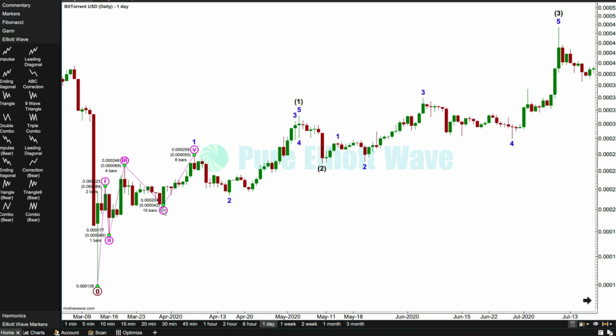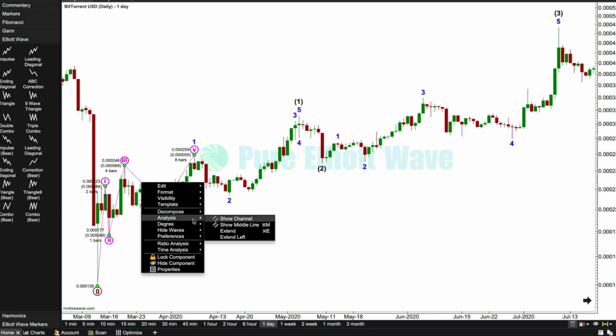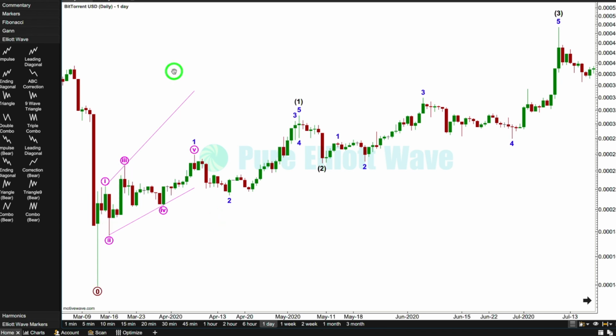Or is it? How many zeros do we have here? Yeah, 3 is shorter than 1. 5 is shorter than 1, but 3 is longer than 1. I have long suspected that for diagonals, maybe the rules need to be rewritten to state a third wave can be the longest out of the actionary waves in a diagonal, so long as all the other rules are met. That might be possible, but I haven't got solid research to support that.